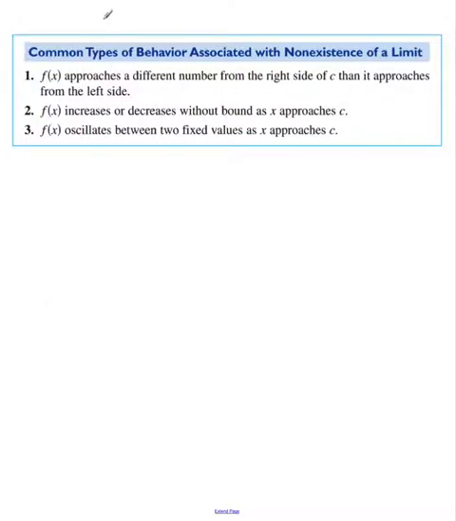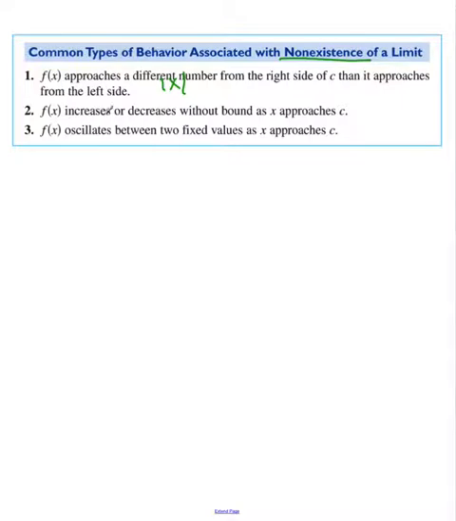Now, we have just observed some common behaviors when you have a non-existent limit. Did you get the hint that the answer to your question should have been, no, limits don't always exist? By the way, that's always a trick question with math teachers. And the first one is f of x approaches a different number from the right side of c than it approaches from the left side. Anytime you have an absolute value function involved, chances are you're going to have this situation. Not always, but for the most part.